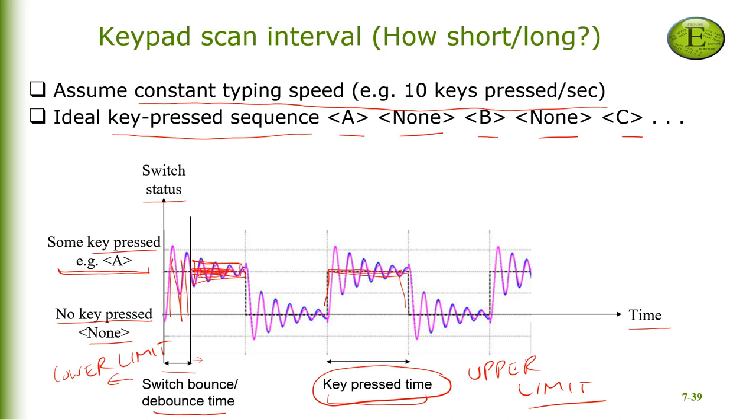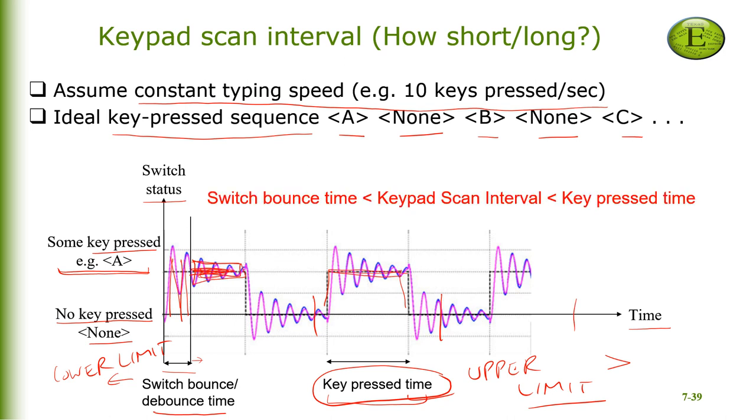So it means that our keypad scan interval must be less than the upper limit, that is the key press time. Because if it is not less than that, then it is possible that we miss some of the keys which are pressed along the way. So here's the rule: the keypad scan interval should be higher than the switch bounce time, that is the lower bound, but it must be less than the key press time.